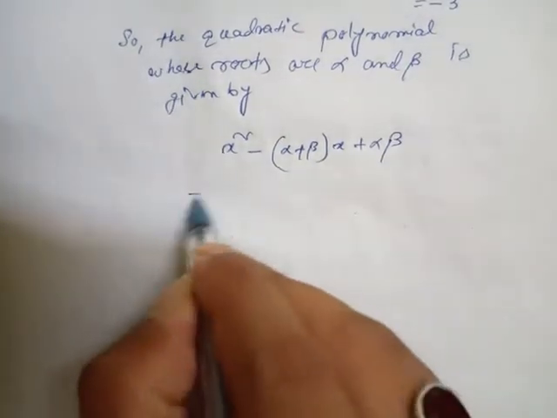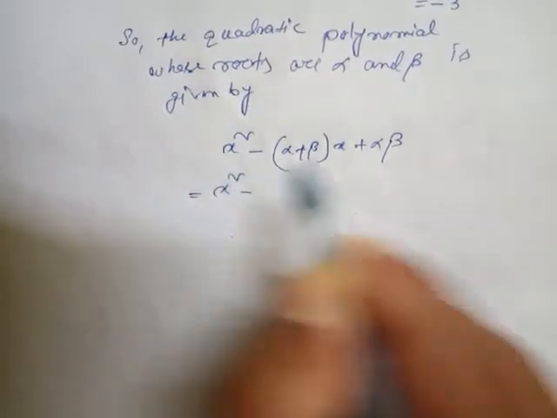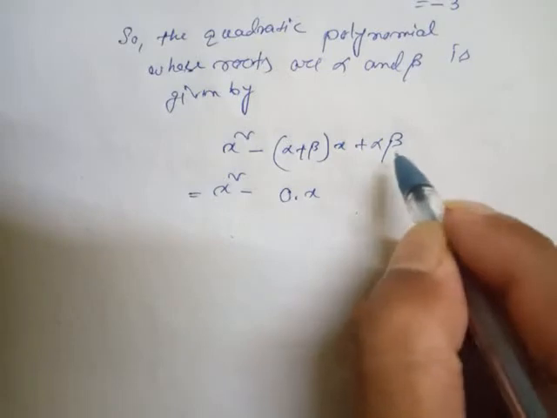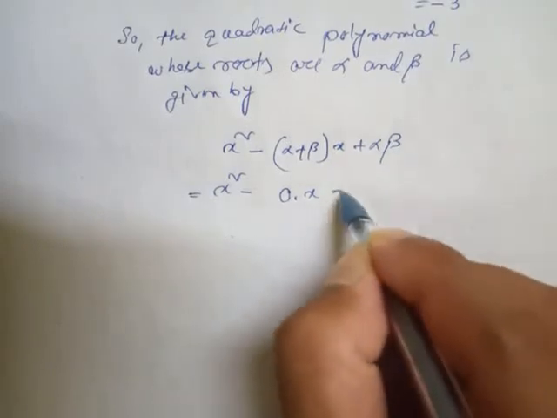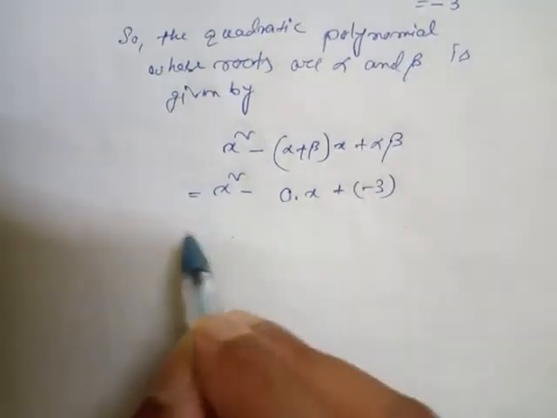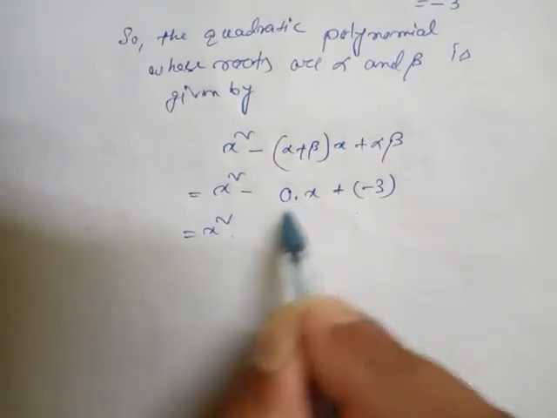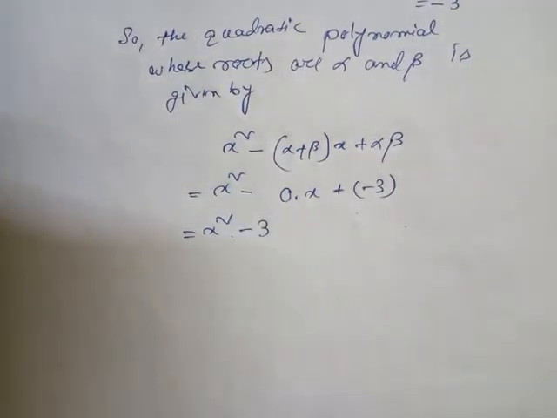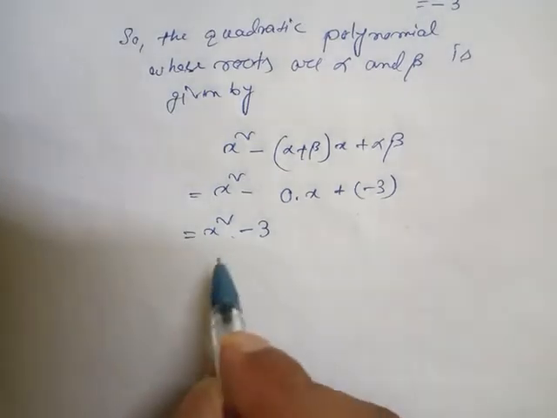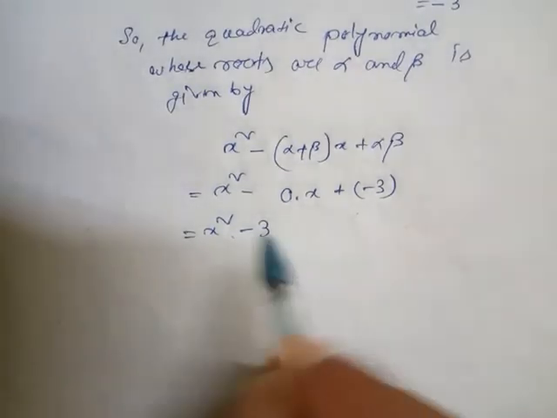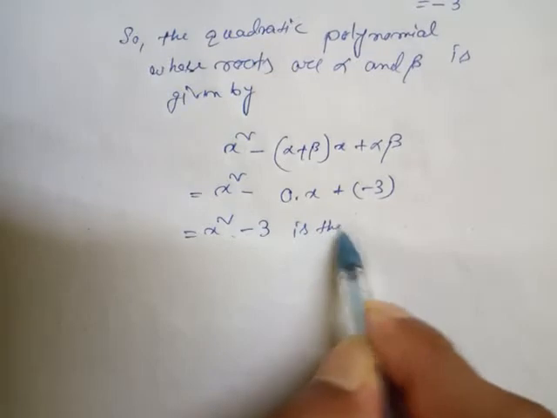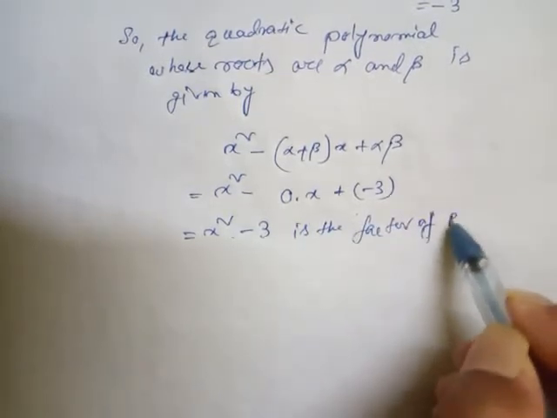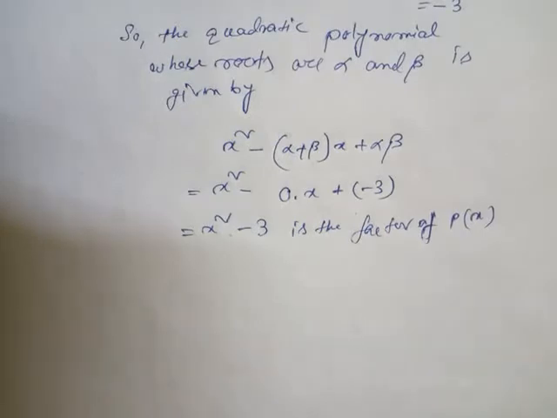Now look, x squared minus the value of alpha plus beta, which is 0, into x, and alpha into beta is minus 3. Now look student, x square, this term becomes 0, and plus minus, so x square minus 3. So we can say that x square minus 3 is a factor of p(x).